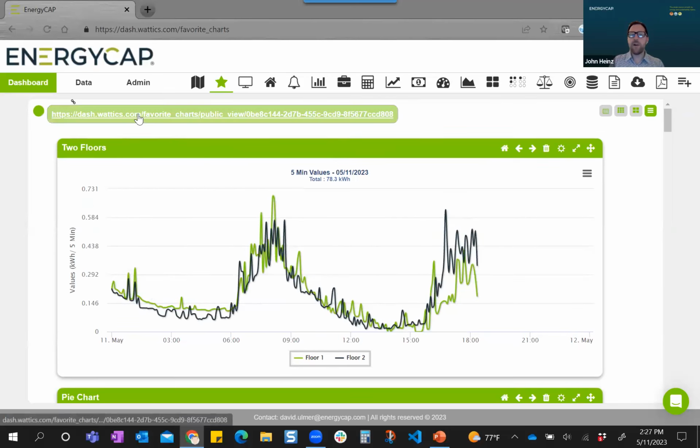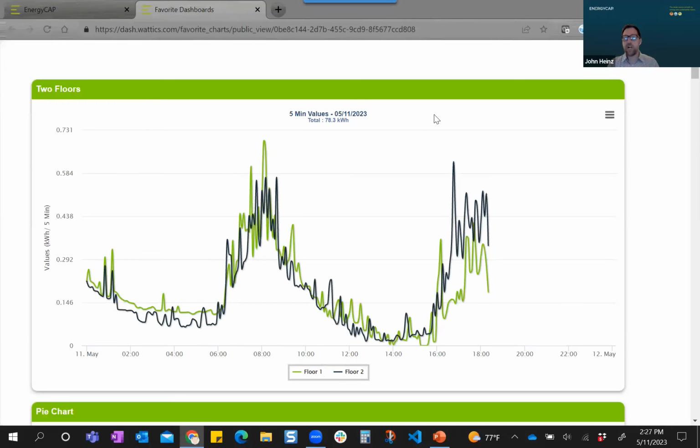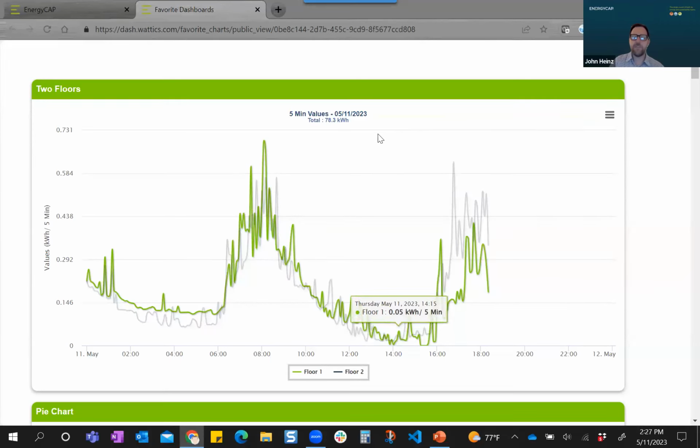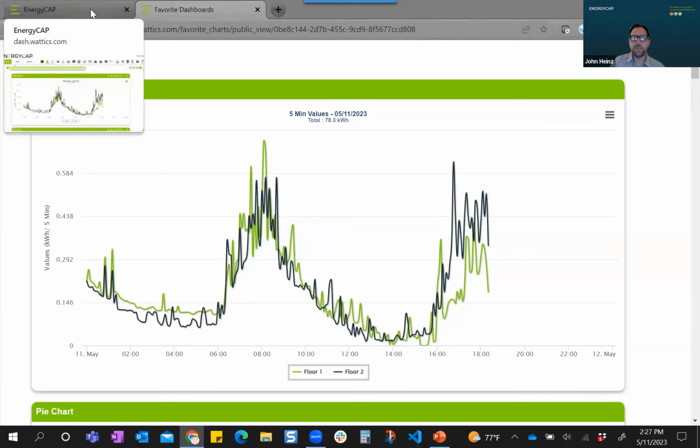I can then share this dashboard. So now I have a URL, I can embed this in a website, or just, you know, IM this or email this to other users, and then they can click on it, they get access to the dashboard. This is all outside of the Wattics platform, so they don't have to have a user login. It's a very nice way to share the data with others.